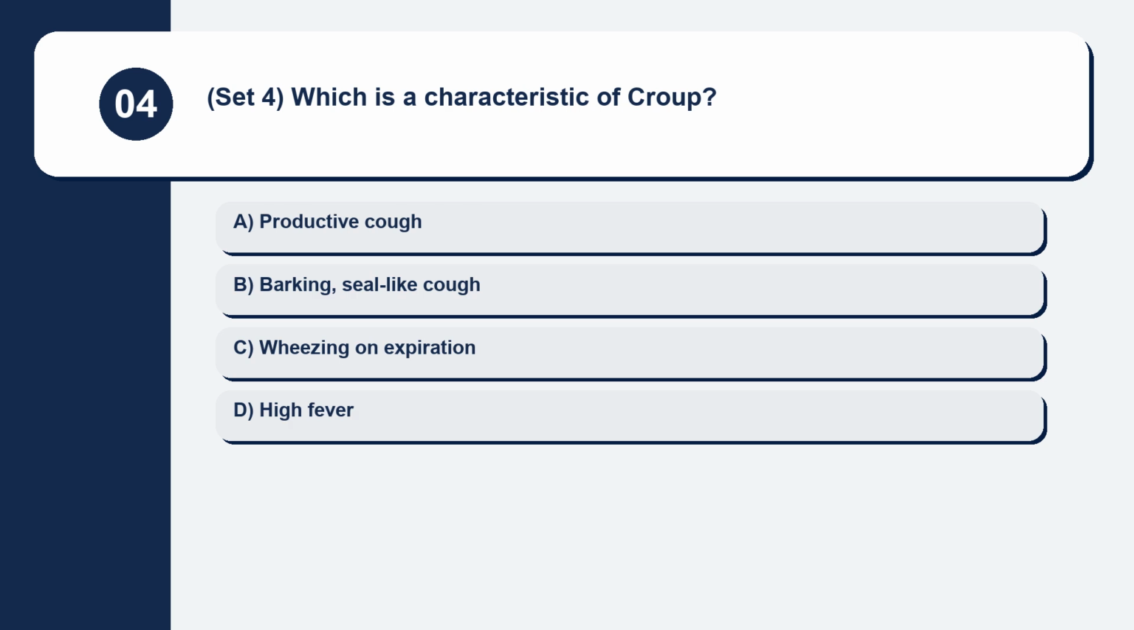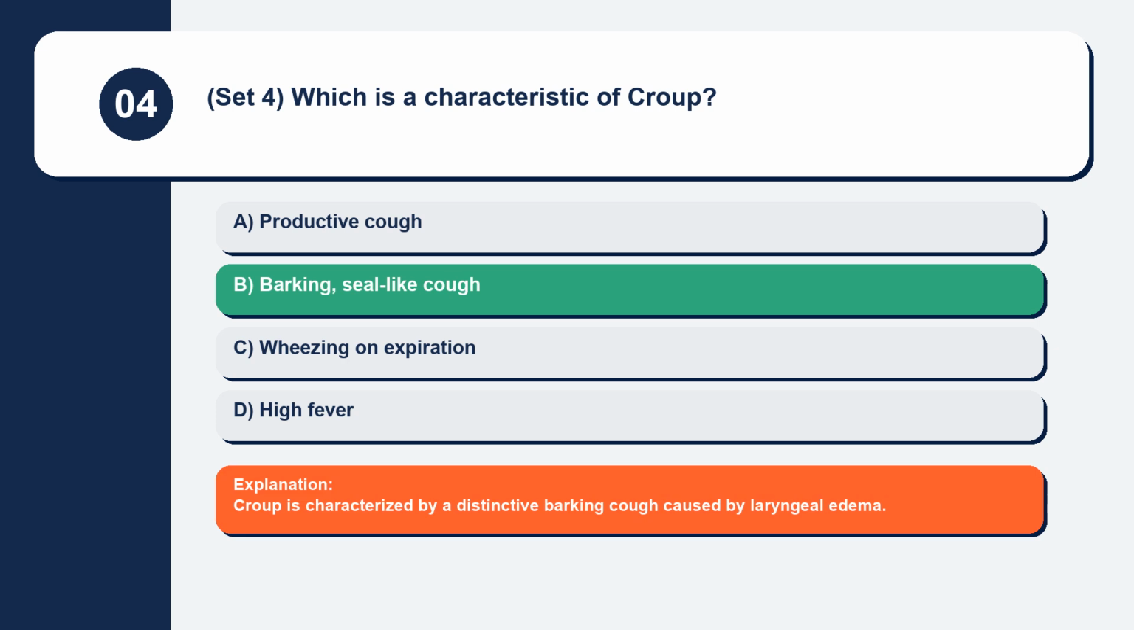Question 4. Set 4. Which is a characteristic of croup? Productive cough, barking seal-like cough, wheezing on expiration, high fever. Croup is characterized by a distinctive barking cough caused by laryngeal edema.